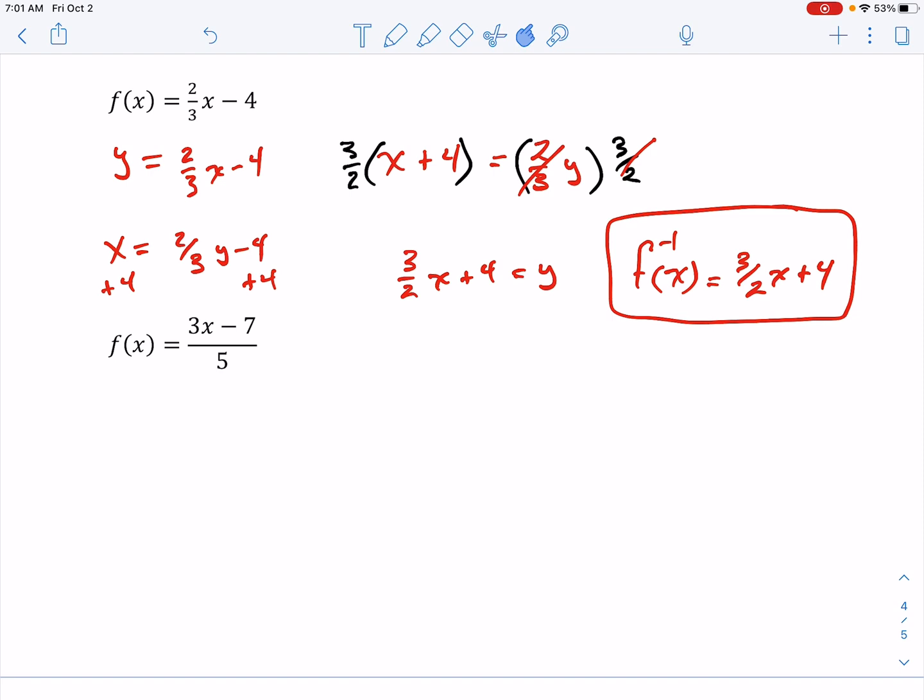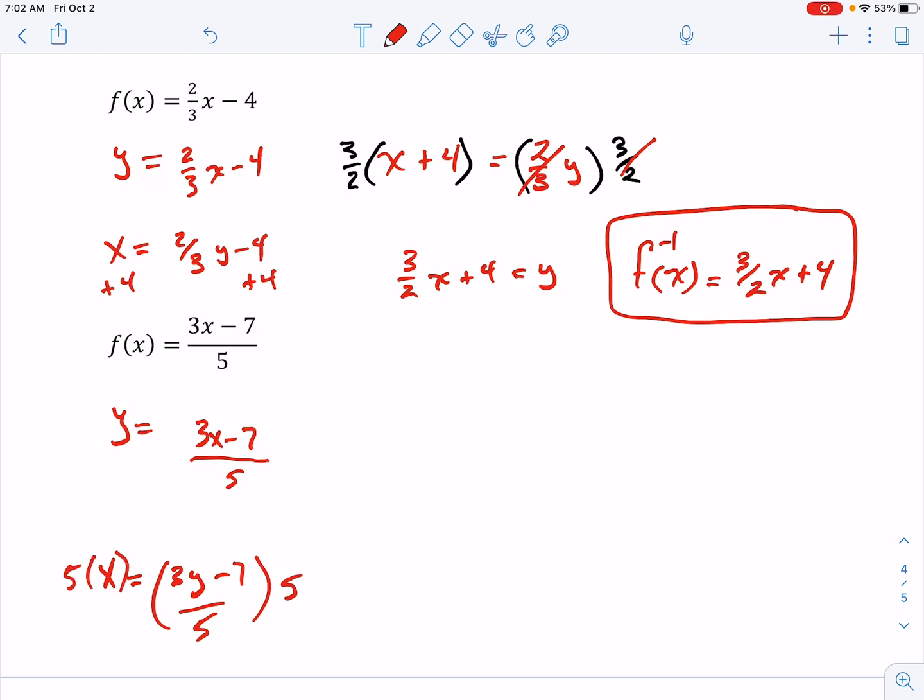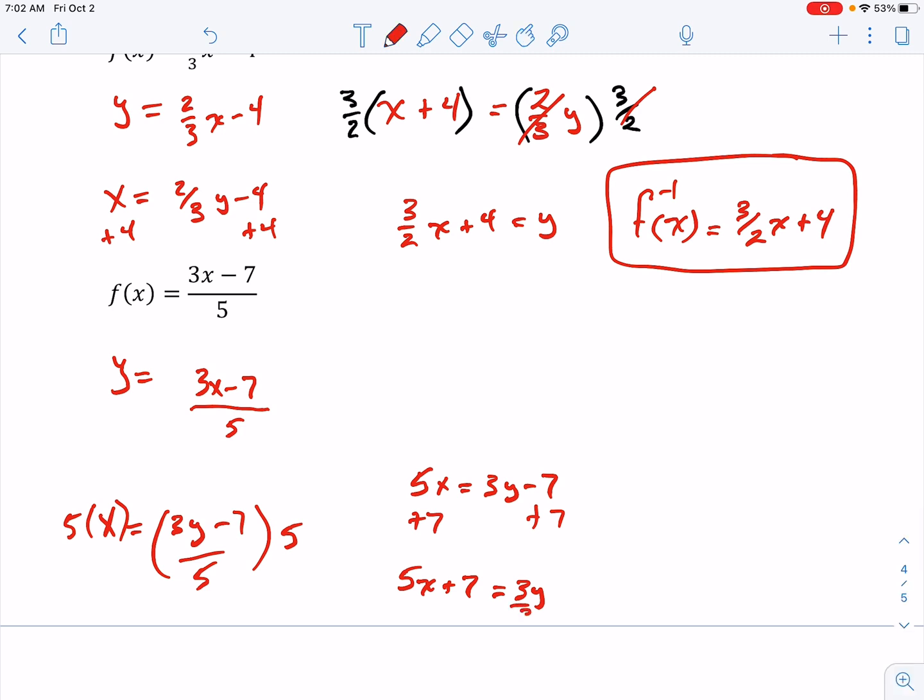All right, last one. First step, switch f of x to y. Switch x and y. Now solve for y. I'm going to multiply both sides by 5. Add 7 to both sides. And then divide by 3. So y is equal to 5/3 x plus 7/3. And last of all, we switch y to f inverse of x.